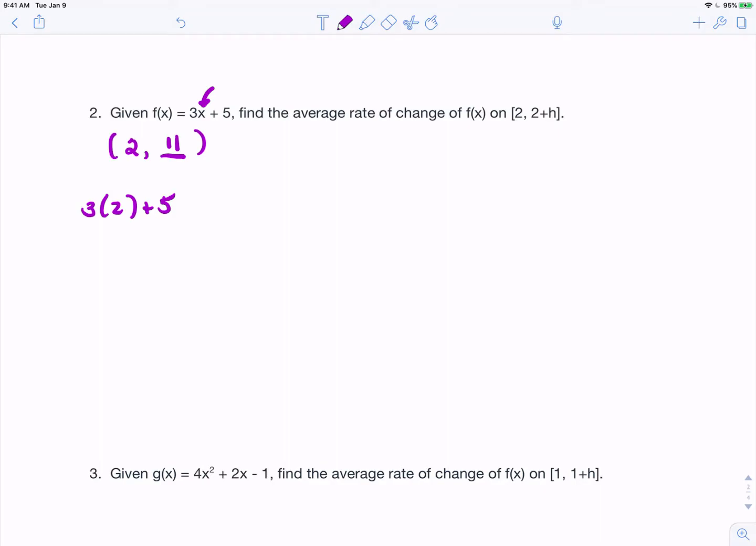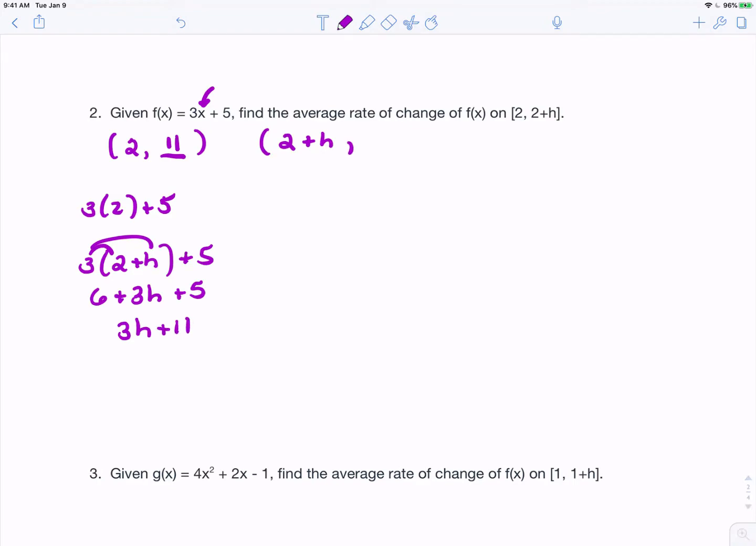Now we have to find the coordinates of the other point when the x coordinate is 2 plus h. So again, we're going to plug 2 plus h into the function. So we're going to have 3 times (2 plus h) plus 5. If we distribute, that'll be 6 plus 3h plus 5, or in other words, 3h plus 11. So our second point is (2 plus h, 3h plus 11).